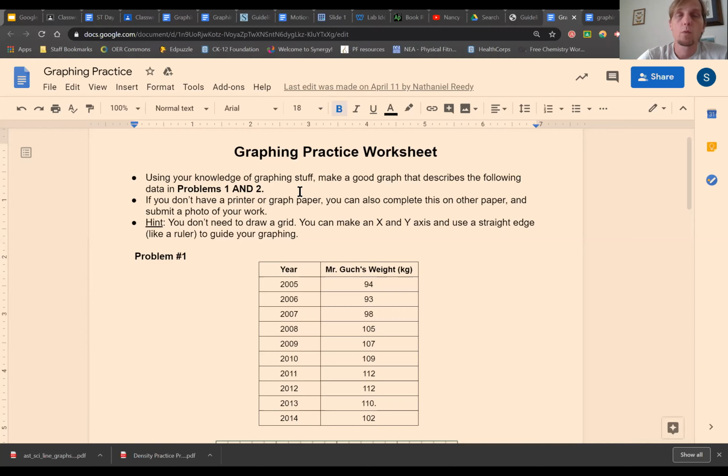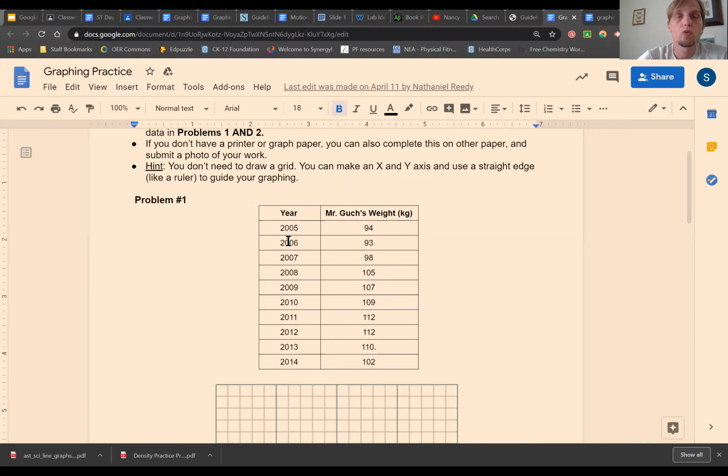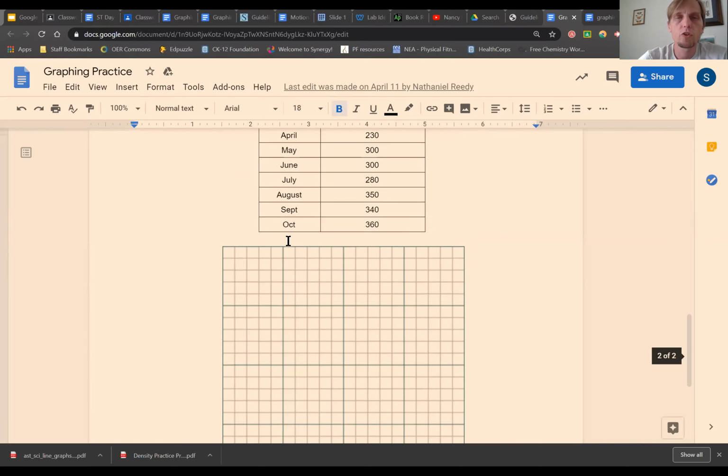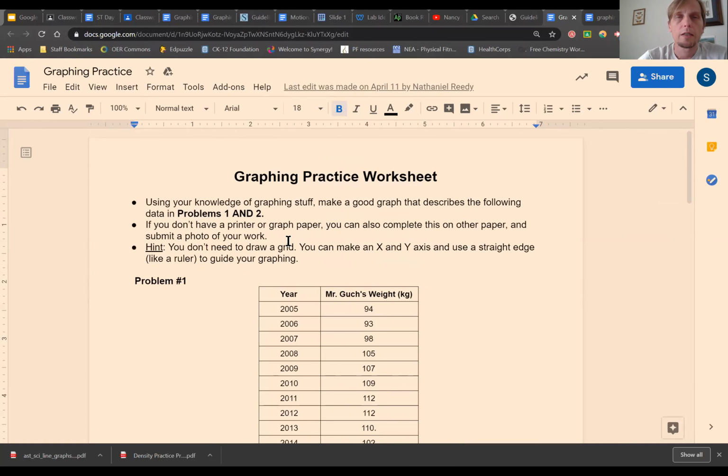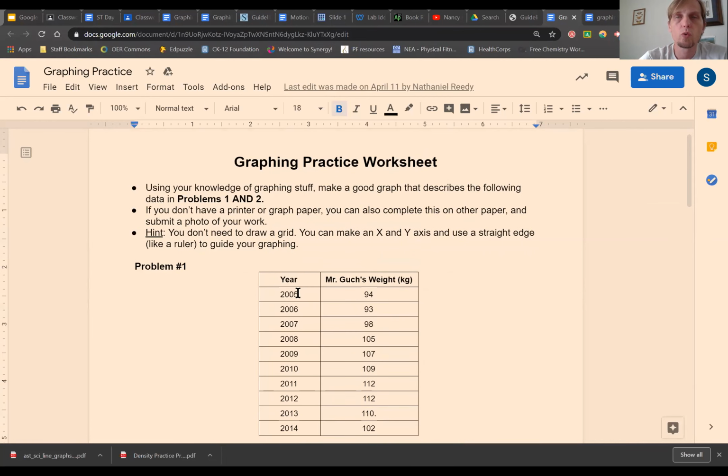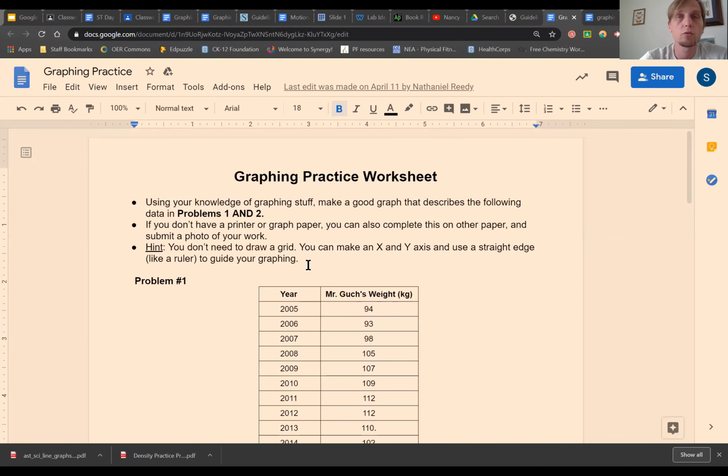So we want to save ourselves a lot of words and use pictures, such as a graph. We're going to do two problems. This is what you have. If you know how to use the drawing tool on here, you can use it. Otherwise, you can do this on your own paper, and I'll show you in a bit how you would do it by hand.